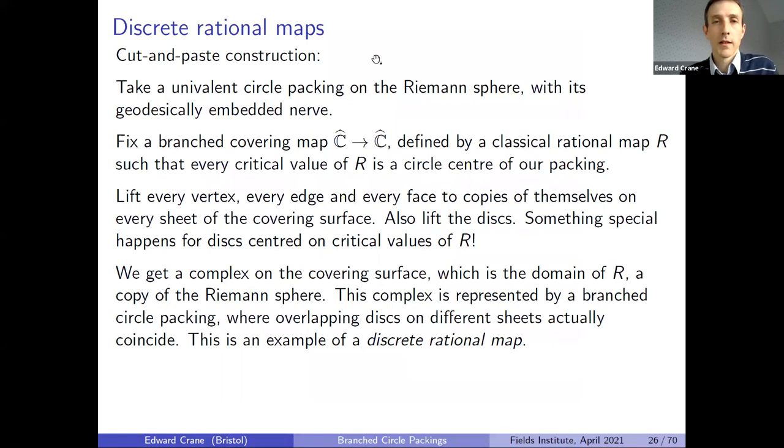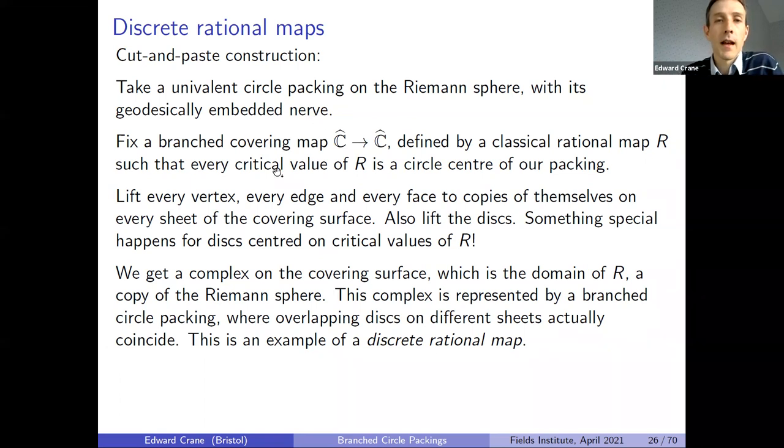Okay, so there's a general construction of many discrete rational maps, which don't have to be discrete polynomials. So what we're going to do is take a univalent circle packing on the Riemann sphere, and we're going to look at its geodesically embedded nerve. So that's the graph that we started with, its edges represented by spherical geodesics joining the centers of the disks.